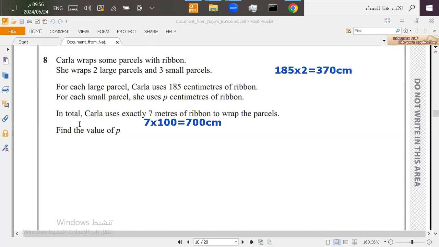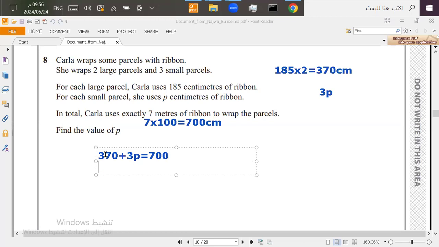For the small ones, there are 3, and she uses p centimeters. So she uses 3p, because we don't know exactly how much it is. Now, in total, she uses 7 meters, which is 700 centimeters. So it means 370 for the two large ones plus 3p will equal 700 centimeters.